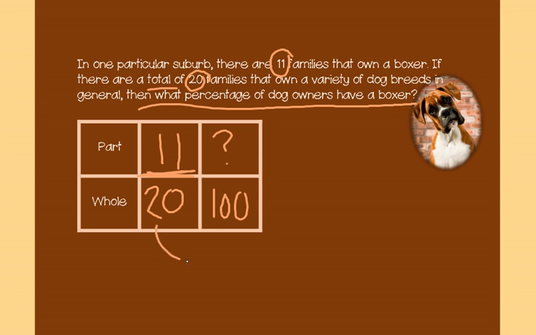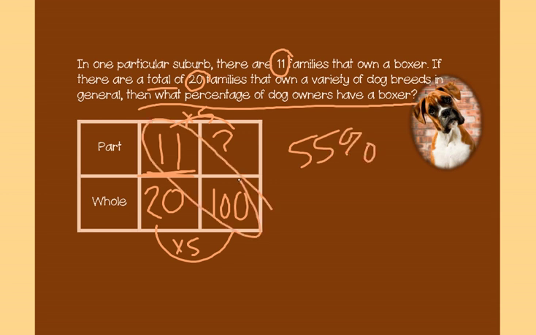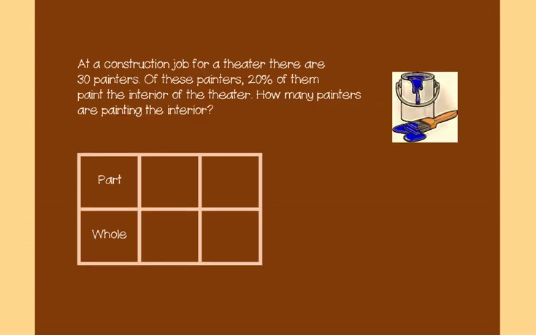This one's really easy to do. 20 times 5 is 100. 11 times 5 is 55, so 55%. If you did not see that, butterfly always works. Multiply the two that are diagonal, divide by the number that's left over, 55%. Remember, we're learning how to pick out if we're looking for the part, the whole, or the percent.